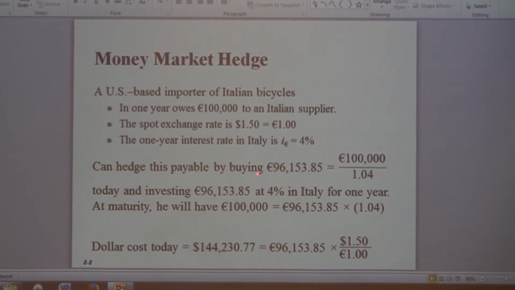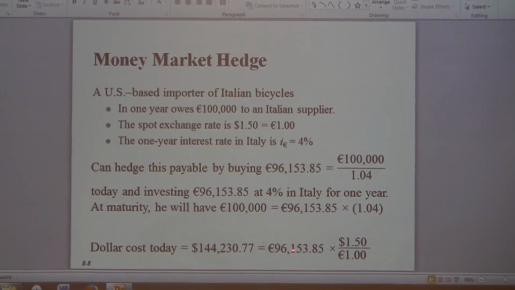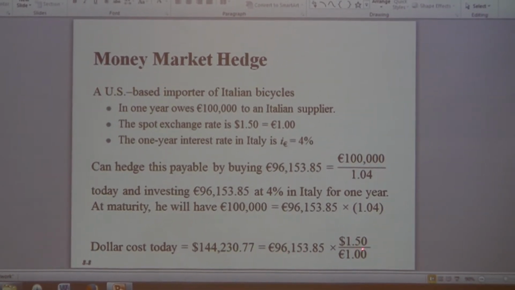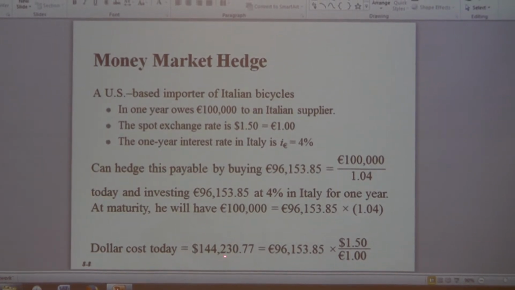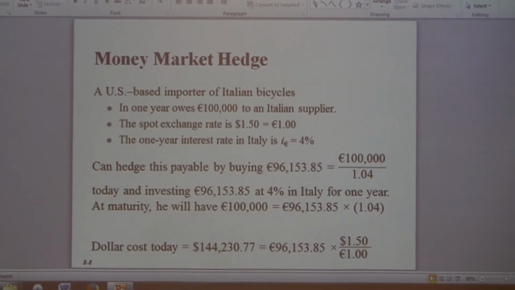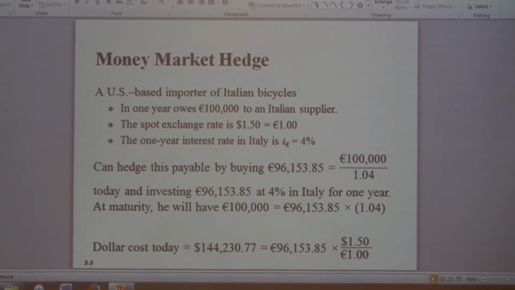And what is the current exchange rate? It says that the current exchange rate is 1.5. So to figure that out, how much do we need? That is going to be the 96,153 multiplied by 1.5, that gives you $144,230.77. So that is how much you need today.